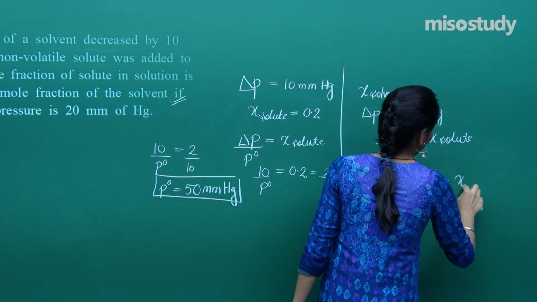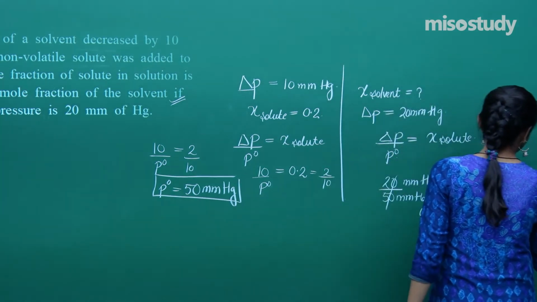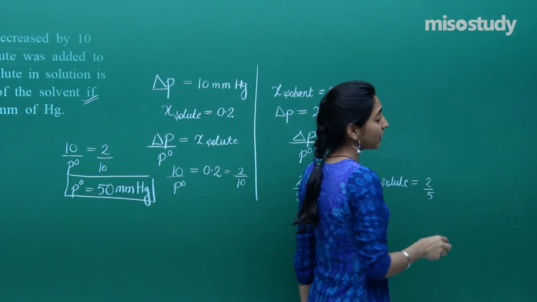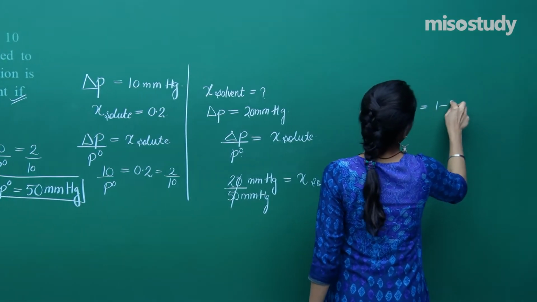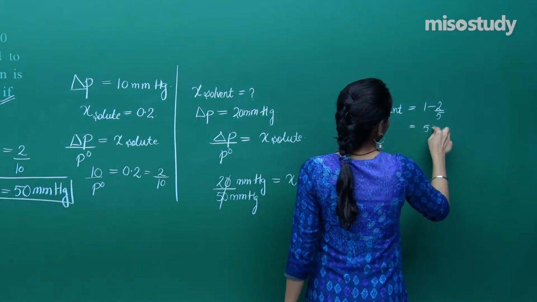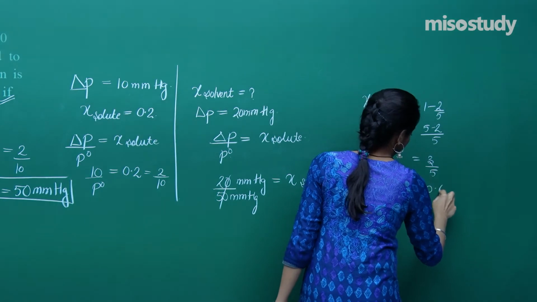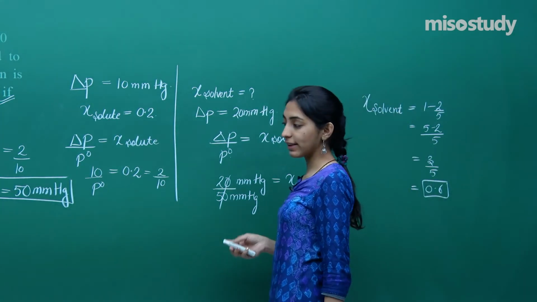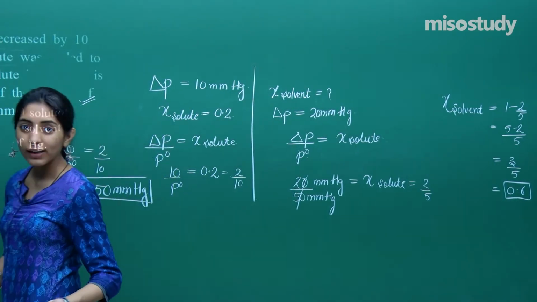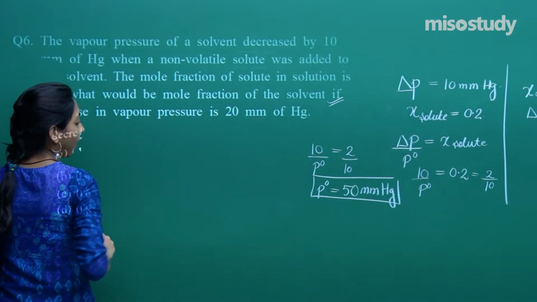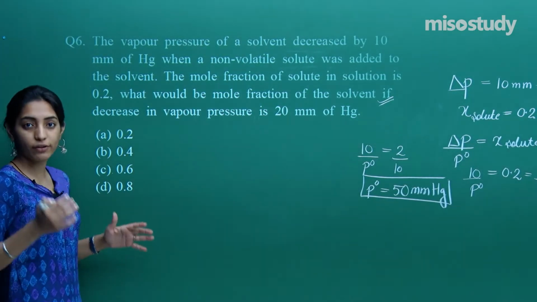So, this will come out to be the mole fraction of solute, which is 2 by 5. So, I can simply say the mole fraction of solvent will be 1 minus 2 by 5, which is 5 minus 2 by 5, which is 3 by 5, 0.6. Not a tough question, but yes, a good question. If you people are good, then you would have done the question even more quickly compared to me.